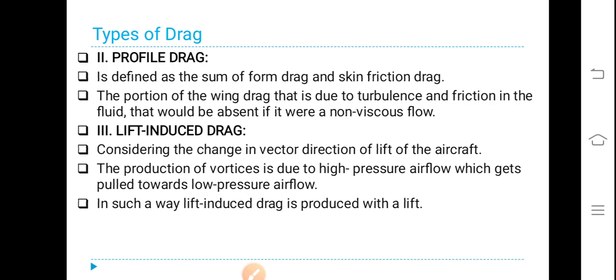Lift-induced drag. Considering the change in vector direction of lift of the aircraft, the production of vortices is due to high pressure airflow which gets pulled towards the low pressure airflow. In such a way, lift-induced drag is produced with a lift.